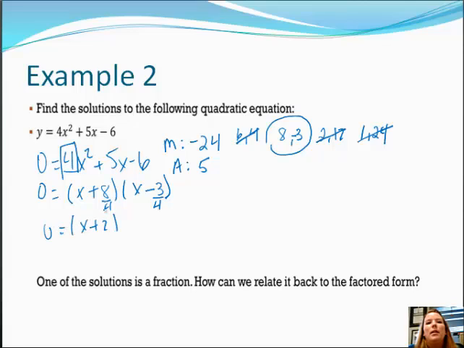Don't forget your 0. And this doesn't divide evenly. It cannot reduce, so it's going to become 4x minus 3. At this point, we have it in factored form. It's equal to 0. We're going to set each individual factor equal to 0.